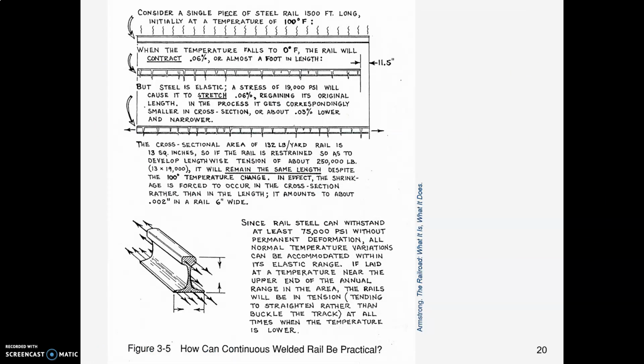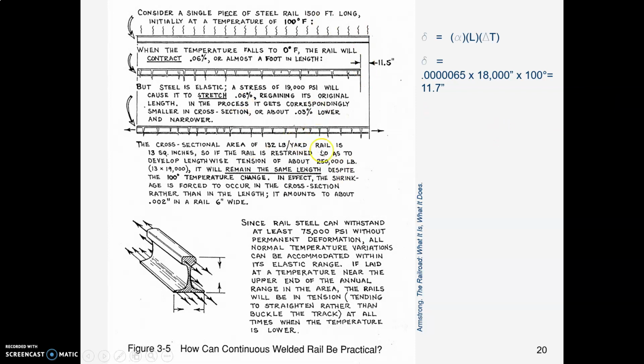Thinking about railroad tracks, this is out of an interesting book called The Railroad, What It Is, What It Does. He's talking about what happens to rail that's laid at a temperature in the summer when it's hot, 1,500 feet long. What happens when the temperature is freezing? Well, there's the coefficient. 1,500 feet is 18,000 inches, and there's delta T, 100 degrees. So that thing will shrink 11.7 inches. He got 11.5. He might have rounded.